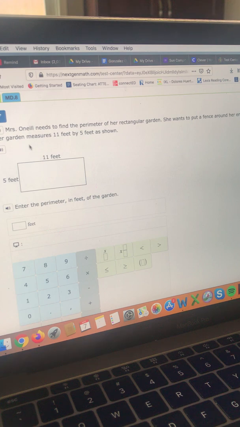Okay. Problem number 4. Mrs. O'Neill needs to find the perimeter of her rectangular garden. She wants to put a fence around the entire garden. Her garden measures 11 feet by 5. Okay, so now she wants to put a fence around her garden. So visualize this shape as her garden. We need enough fencing to cover the whole garden. All right, so we have to find the perimeter.